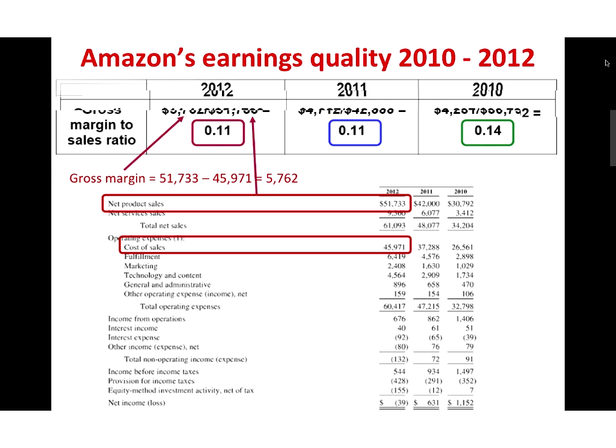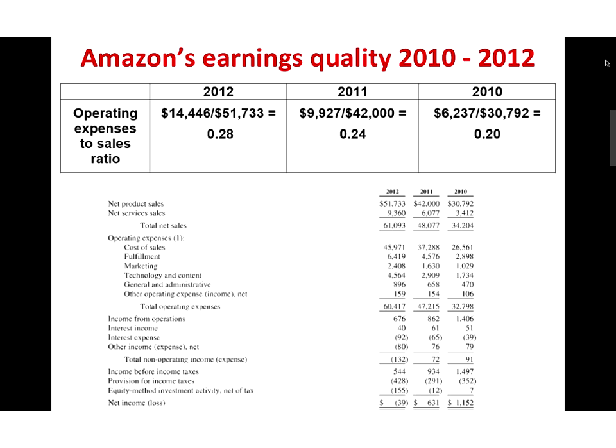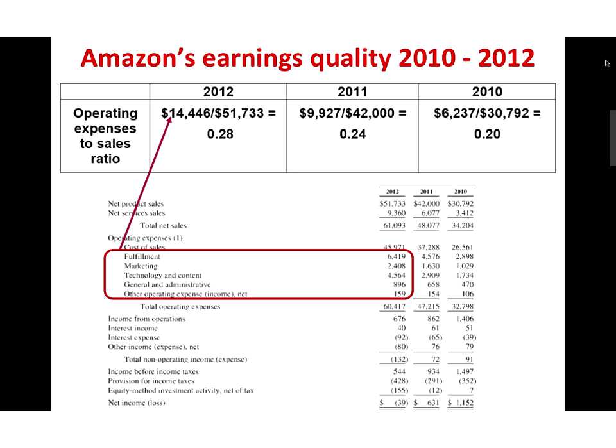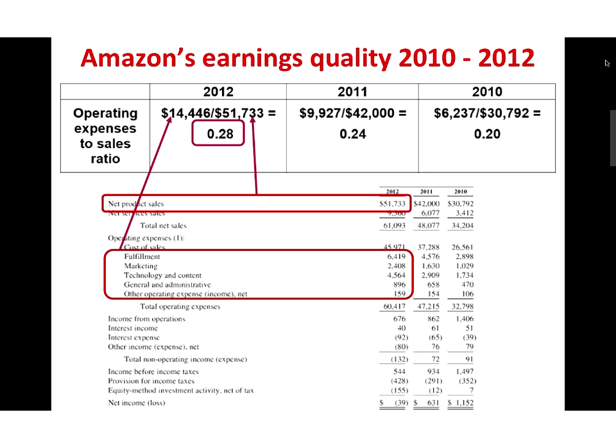So then we move on to another one. Operating expenses to sales ratios. Again, we take all their operating expenses, which are everything below their cost of sales. So we add those up, we divide by the net sales, and we get 0.28 for 2012. We get 0.24 for 2011, and we get 0.20 for 2010. So this is our operating expenses. So operating expenses as a percent of sales are going up. So they're going in the wrong direction too. So this doesn't say Amazon has a real strong earnings power, earnings quality.